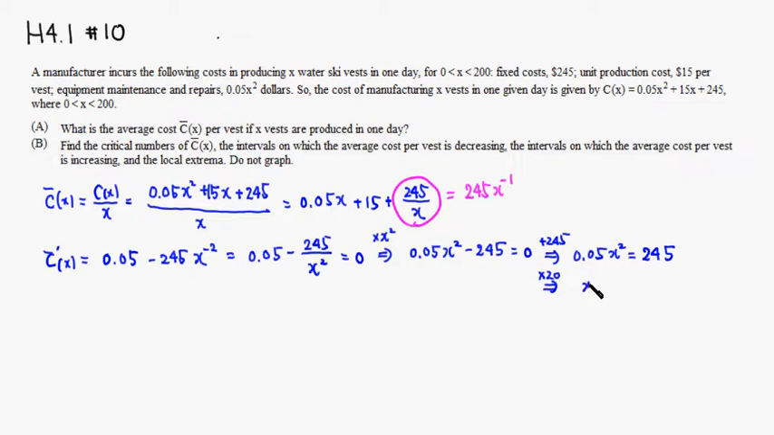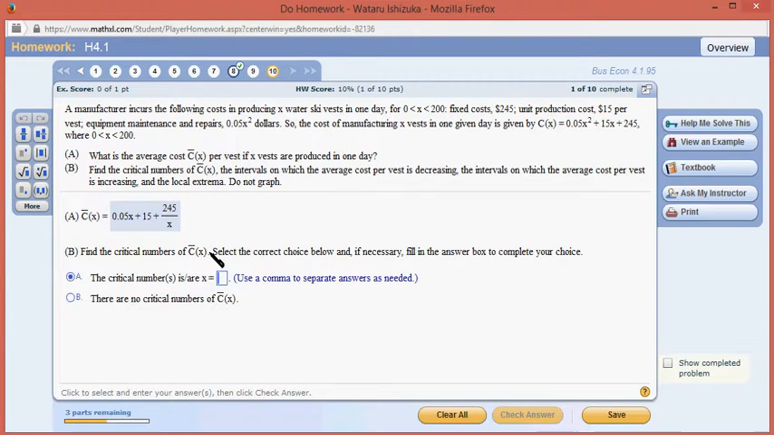So you have x squared is equal to 4900. If you take the square root of both sides, you get x equal to plus or minus 70. But since x is between 0 and 200, 70 is the only critical number. Let's type that in. Here, x equals 70 is the critical number. Alright, got that.